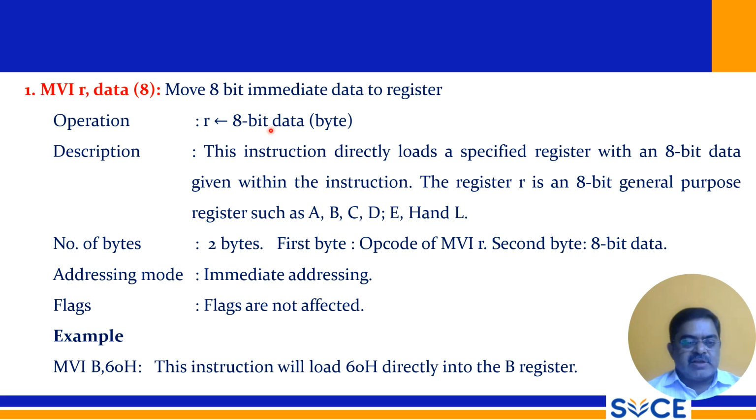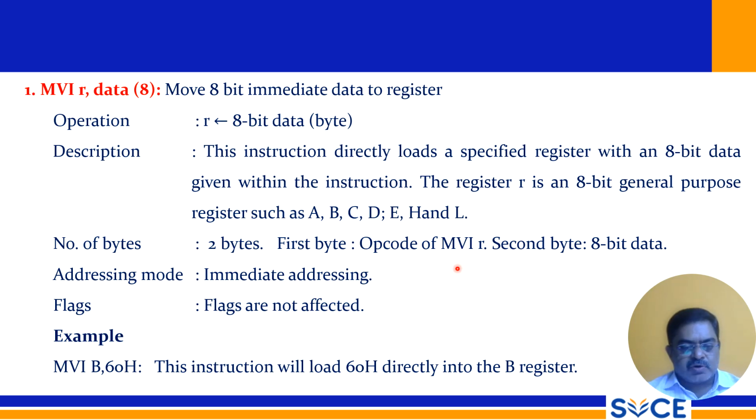So here the 8-bit data is stored in register R. It can be A, B, C, D, E, H and L. So these are the registers. This instruction directly loads a specified register with the 8-bit data given within the instruction. The register R is an 8-bit general purpose register, such as A, B, C, D, E, H and L, and the number of bytes is 2 bytes.